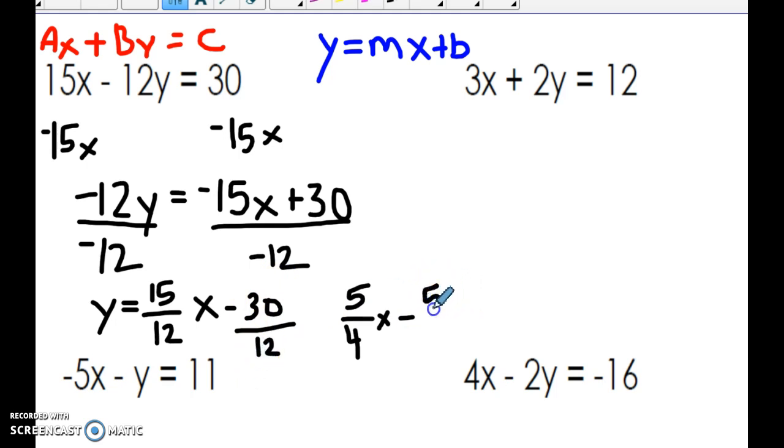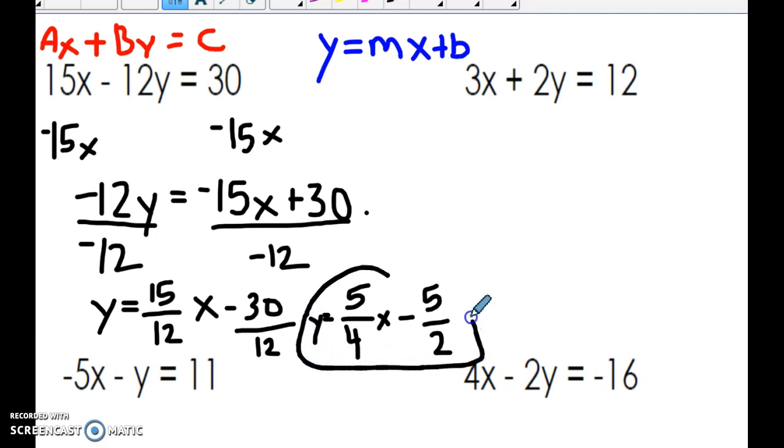Could you just leave it? Yeah, you could just leave it. You could leave it y equals negative 15x plus 30 over 12. So you could leave it this way, but I think this is going to be the best way to put it. Okay, let's look at the next one.